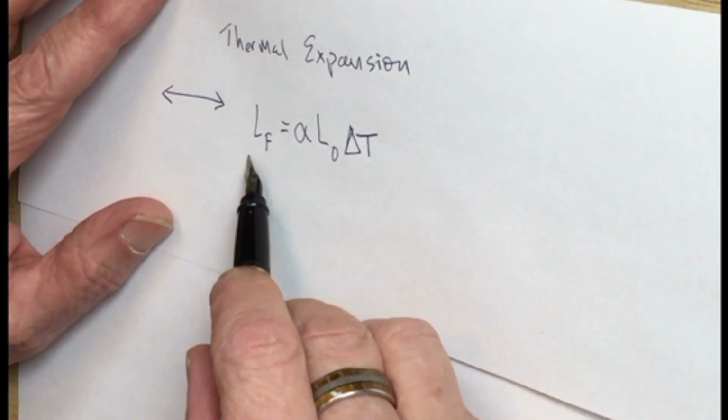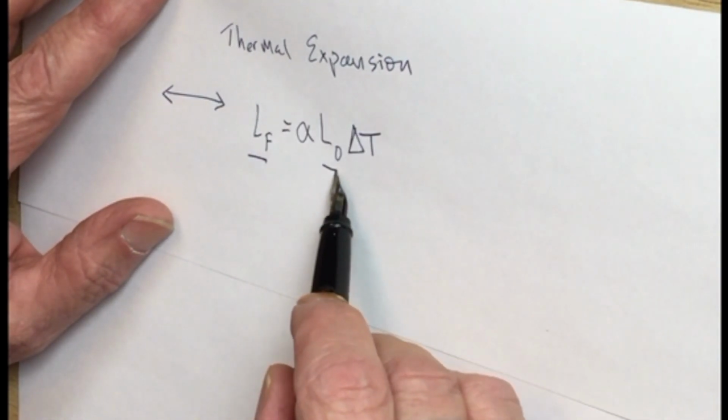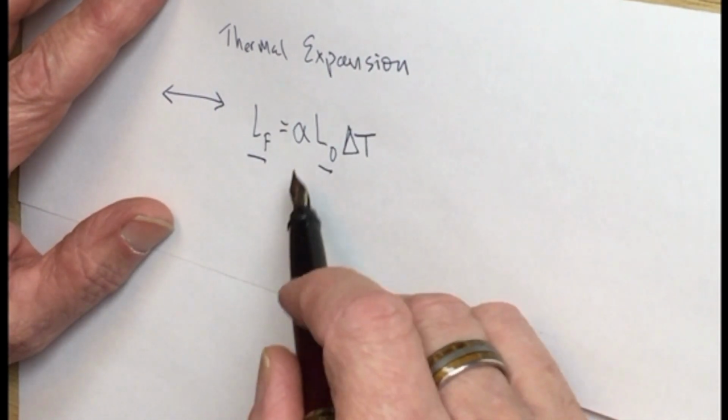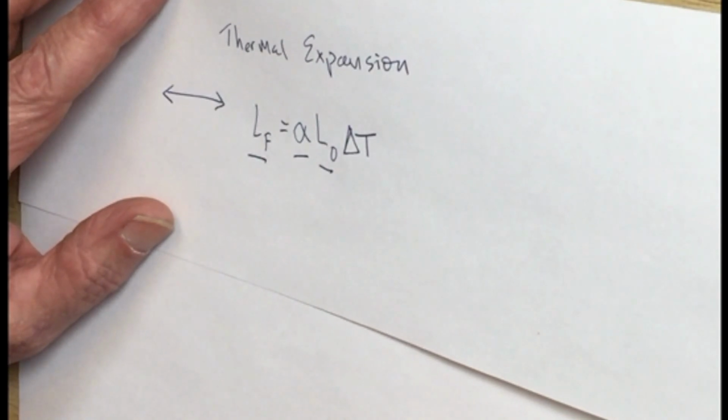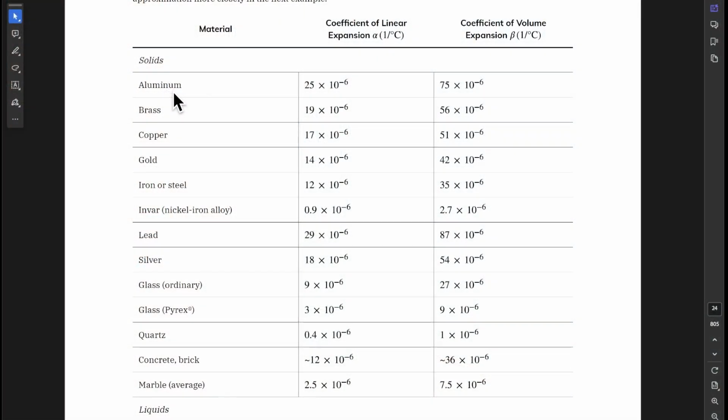Now the equation to calculate this is really straightforward. The final length is going to be the initial length times a coefficient of expansion, which is a linear term, times the change in temperature. Now, each individual type of material has got its own coefficient of linear expansion. When you're dealing with it in one direction, that term is called alpha.